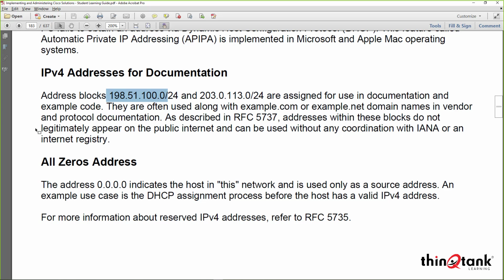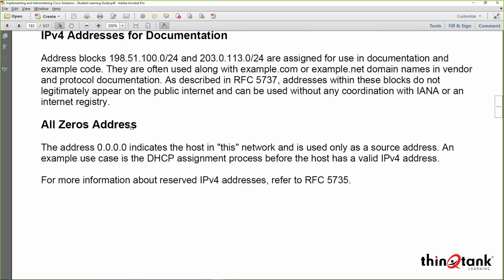They don't legitimately appear on the internet, and they actually can be used, even though we would use them for documentation. They can actually be allocated as well, but they're not routed on the internet. So they're almost like private addresses, but you should pretty much avoid using these because these addresses end up showing up in a lot of documentation.